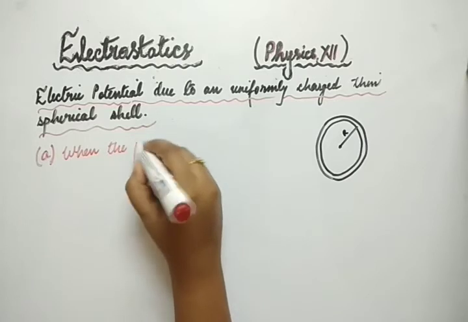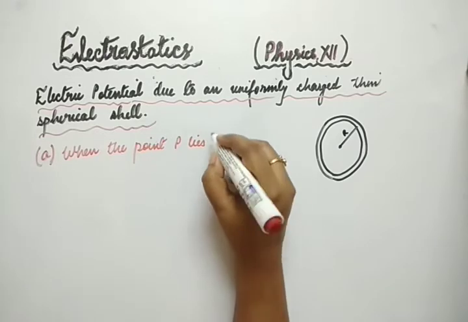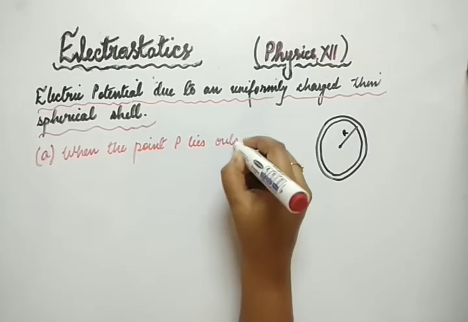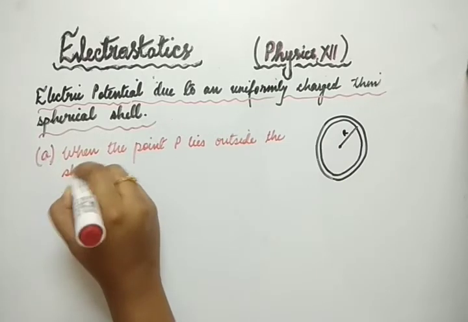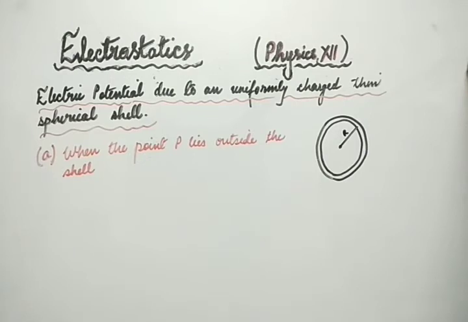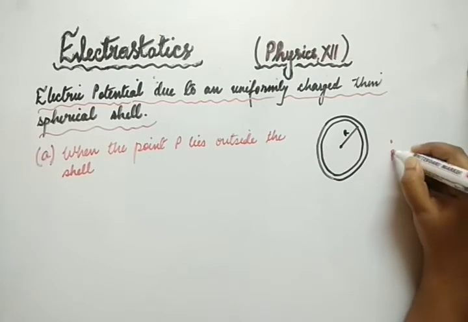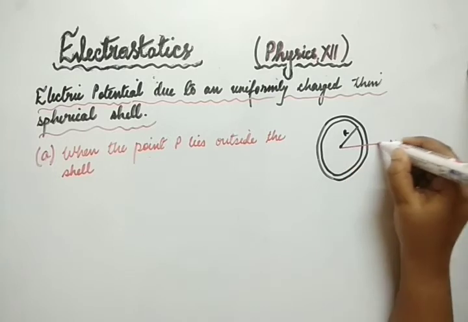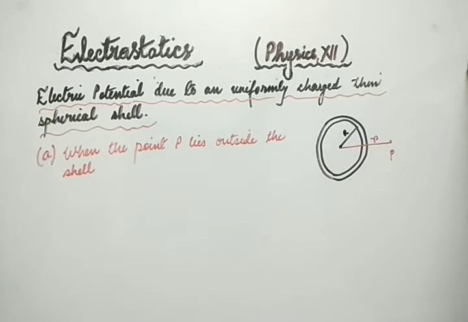When the point P lies outside the shell, let us consider a point P here and let it be at a distance r from the center of the shell. Let the center be written as O.